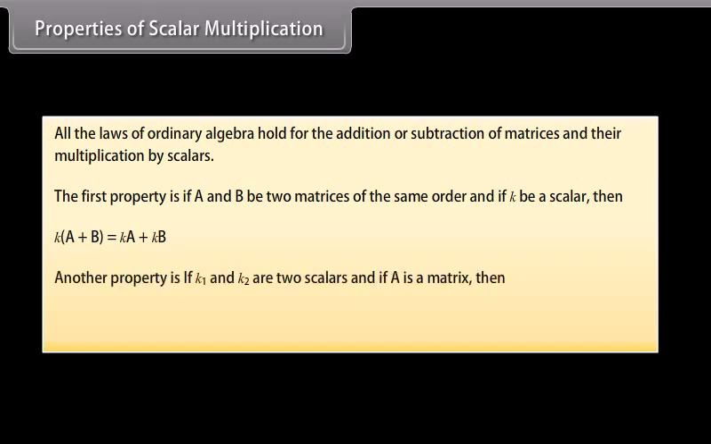Another property is, if K1 and K2 are two scalars and if A is a matrix, then K1 plus K2 into A is equal to K1 into A plus K2 into A, and K1 into K2A is equal to K2 into K1A.